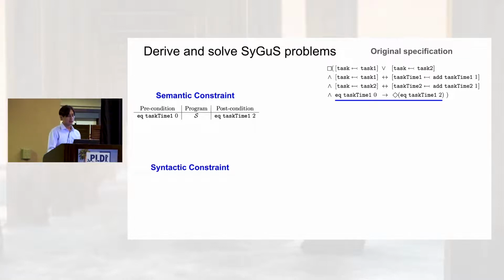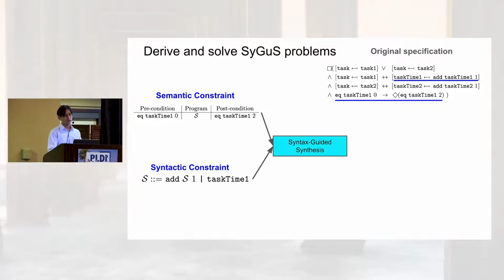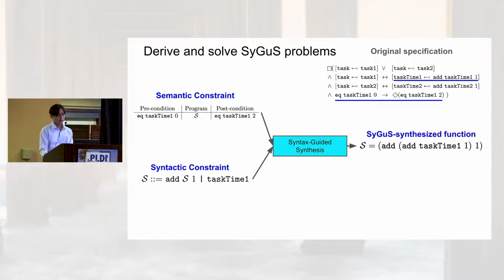And for the syntactic constraint, we try to find all the functions that manipulate task time 1. In this case, it's addition, and we can build a context-free grammar out of this. And using these 2 inputs, we can feed them into SyntaxGuided, and then we can output a very simple function, add 1, and then add 1 again. Because as we know from elementary school, 0 plus 1 plus 1 is 2. Or I hope you know that at least.